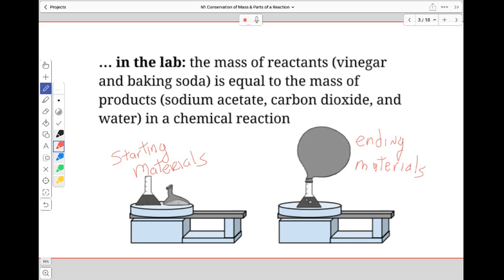So this picture is demonstrating the fact that we are going to collect all of the products, and one of the products would be a gas, and we observed that yesterday when we were mixing the vinegar and the baking soda. There's a gas being produced, right? So you said in the lab the mass of the reactants. You had another term for reactants? Starting materials. Starting materials? Okay. And the ending materials.